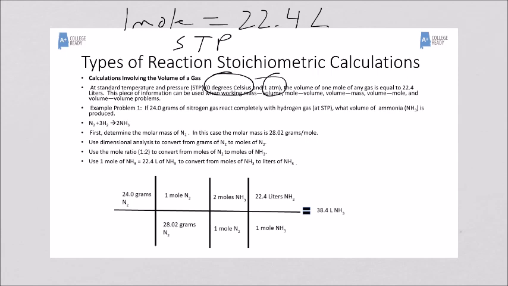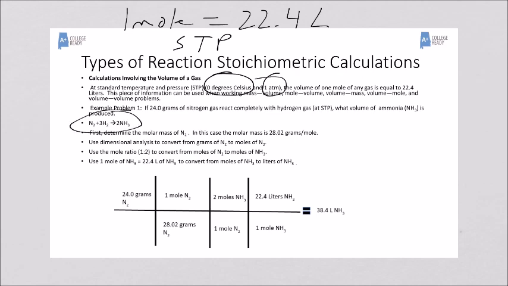So we're assuming STP. This relationship is not true if the temperature or pressure, or both, are not at STP. Here we're going to start with 24 grams of nitrogen gas, reacting with hydrogen gas at STP. We want to know what volume of ammonia is produced. So we've got a balanced equation.